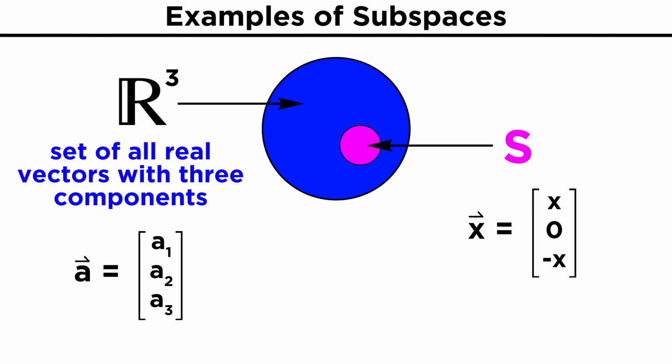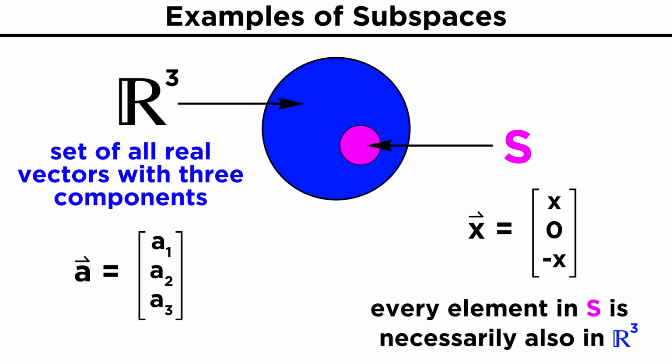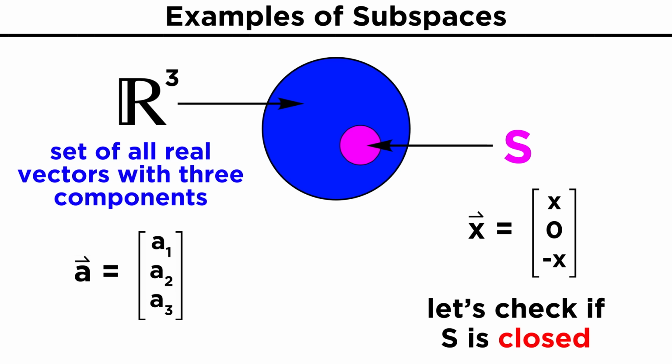By limiting the form of the vector like this, we have chosen a smaller set of R3, while knowing that our chosen set of vectors still follows the rules of the larger set. What we must check now is if our smaller set is closed by checking the two properties of closure.